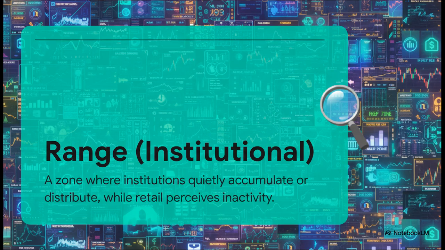Now we come to the range. For retail traders, a range often means boredom, chop, and frustration. They see market inactivity. But for an institution, a range is a critical zone of balance. This is their workshop. This is where they can quietly and patiently accumulate or distribute massive positions without alerting the rest of the market. It's a period of intense, calculated activity happening just beneath the surface.